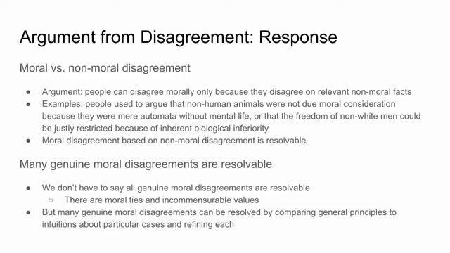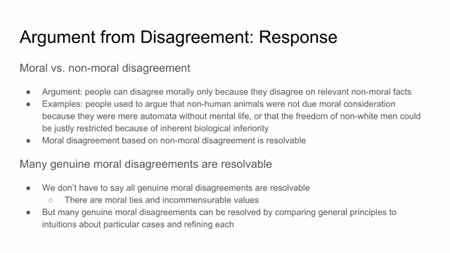Okay, so now that we have this idea of a genuine moral disagreement, the moral realist might say that actually, a lot of these are resolvable. And an important point here is that we don't have to say all of them are resolvable. There could be moral ties where things come out even and it's hard to know which way to go. There could be incommensurable values. These are values that don't share a common measure and so can't really be pitted against each other in a rational way. Take liberty and security as an example.